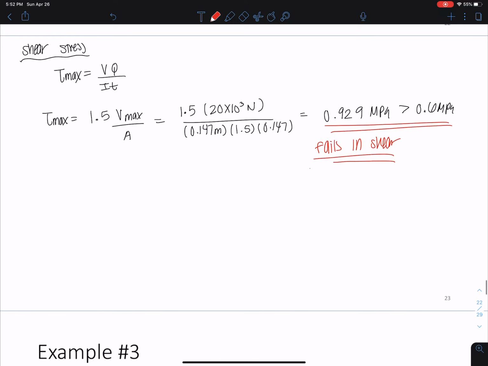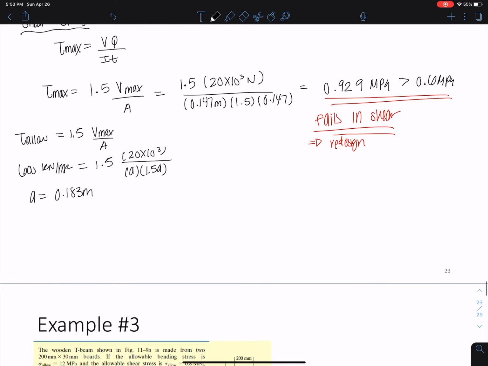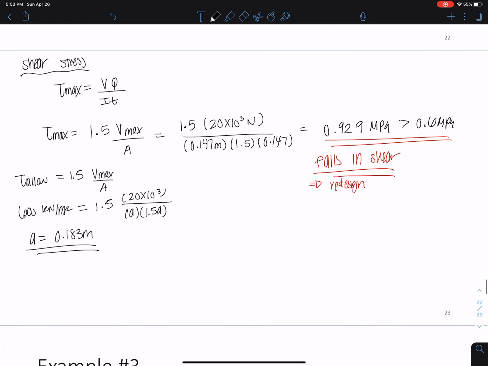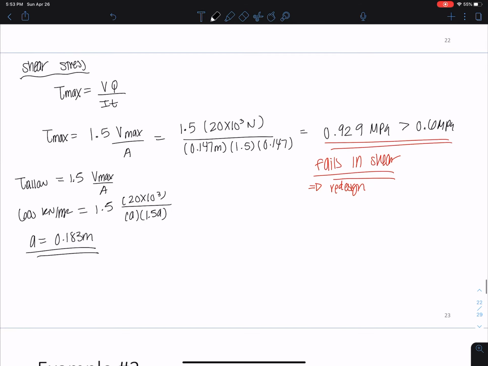So what do we need to do? We need to redesign. Okay, so now we're going to redesign based on shear. So our tau allowable, again, is 1.5 V max over A. So let's plug in. We have 600 kilonewtons per meter squared is equal to 1.5 times 20 times 10 cubed over the area. And we can solve for an A value of 0.183, which makes sense. So we already know this is going to resist bending because we knew that an A of 0.147 would resist bending. So a bigger section, of course, will still work. Okay, so this here is our final answer.